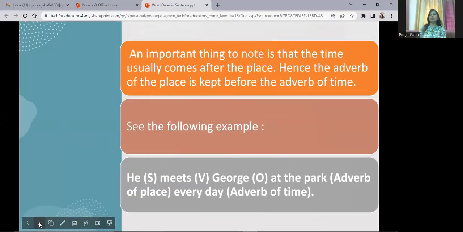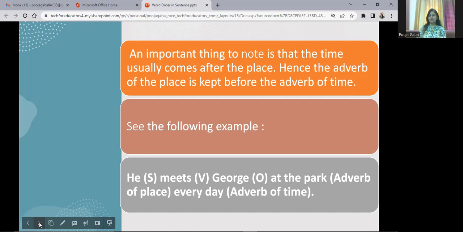An important thing to note here is that the time usually comes after the place. Now we have adverb of place and adverb of time also. So time comes after the place. First we write down the place like anywhere, nowhere, somewhere, etc. And then the time like morning, evening, today, yesterday, tomorrow, etc. So adverb of place is kept before adverb of time.